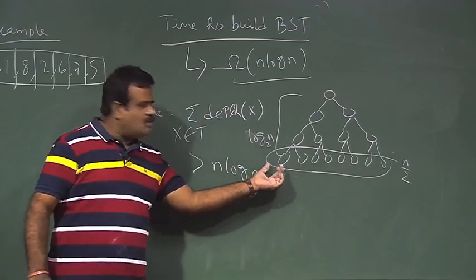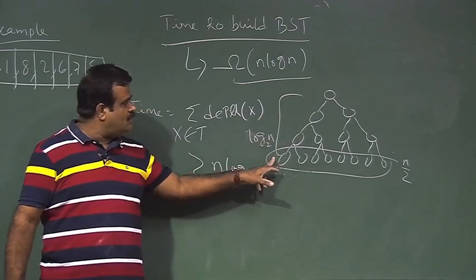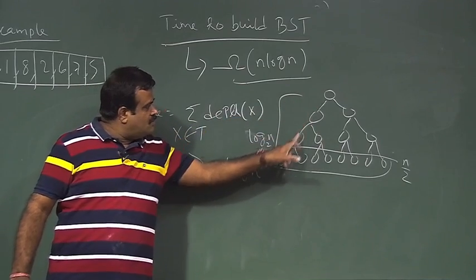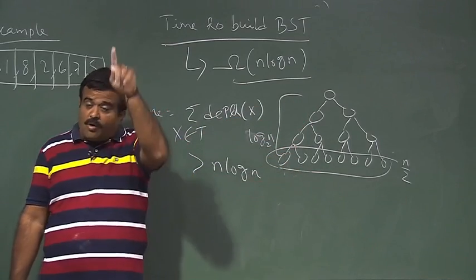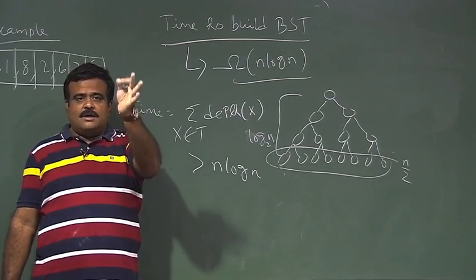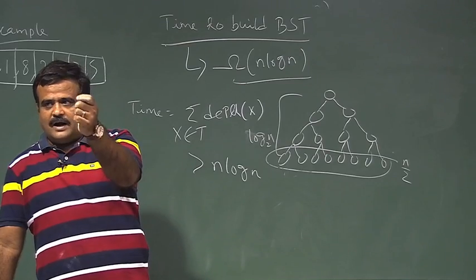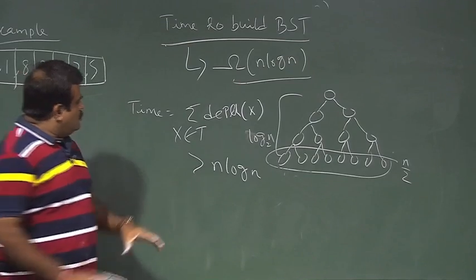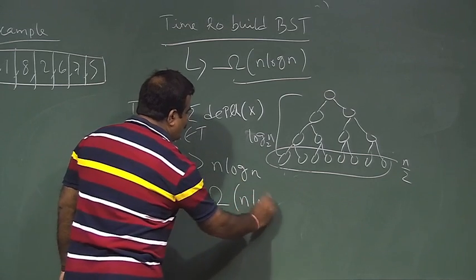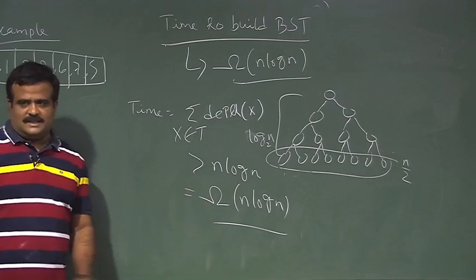So, at least for this node the depth is log n. Depth is log n means they had to compare with this node, this node. So, how many comparisons? At least log n comparisons. Each of these leaves had to compare with log n many nodes. So, that is why this time is basically big omega of n log n. This is the lower bound, we cannot do better than this.